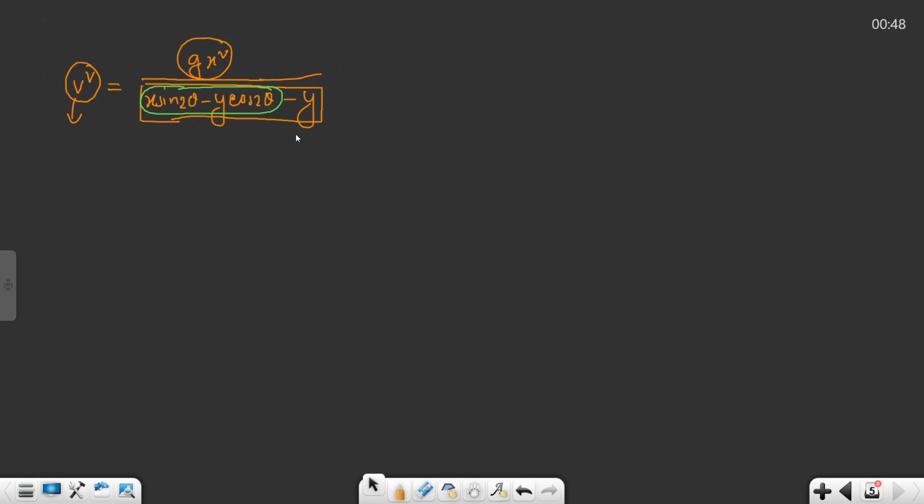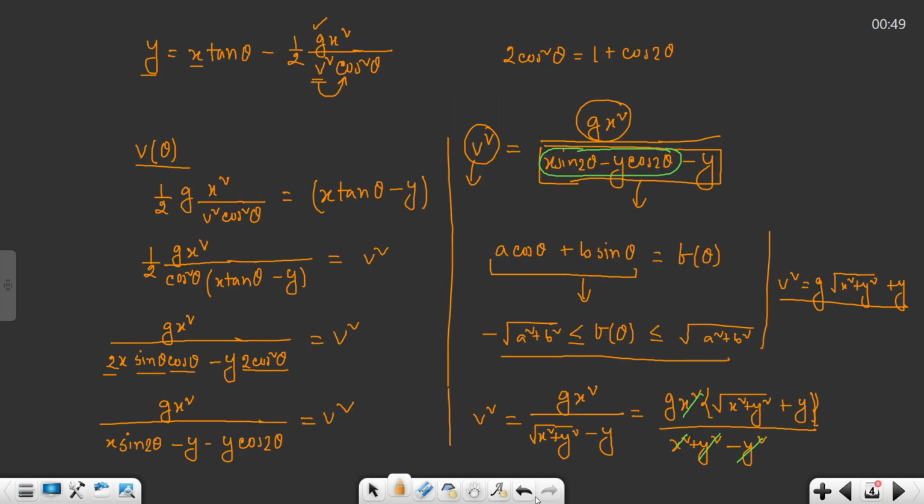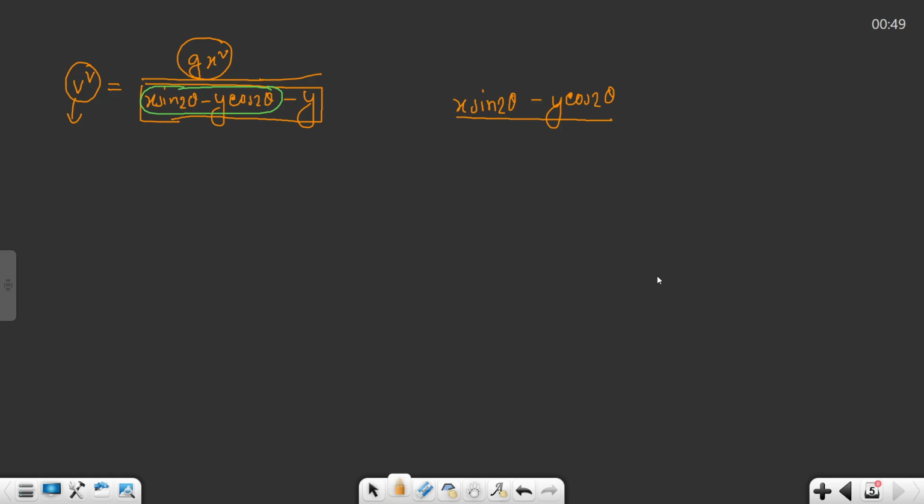So for this expression right here, we can easily do something like this: x sine 2 theta minus y cos 2 theta. So we want to minimize or maximize this. For that, what we said was that the maximum value should be this. But how do we prove this? I mean, we are not trying to prove this one. We just are going to figure out the value of theta from this. So how do we do that?